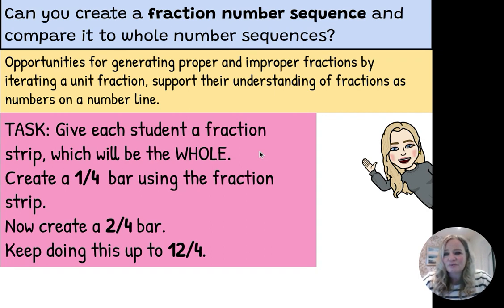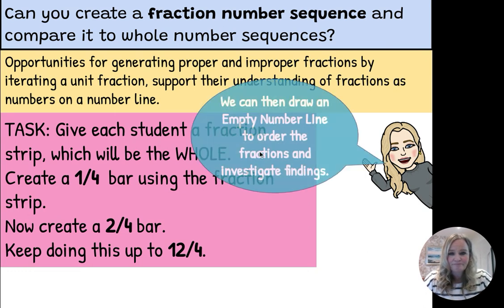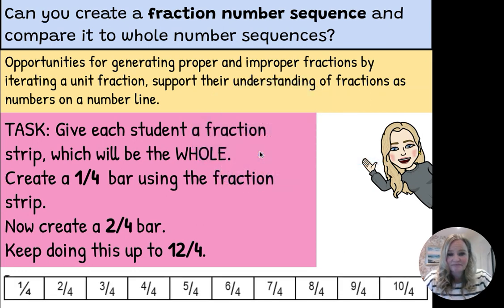So the task for this one is to give each student a fraction strip, which will be the whole. And they're going to create a 1/4 bar using the fraction strips. Now create a 2/4 bar. Keep doing this up to 12 quarters, and then see if they can notate that on a number line. So if you draw an empty number line, they can use that to order the fractions and investigate their findings. And they might end up with something looking like this.